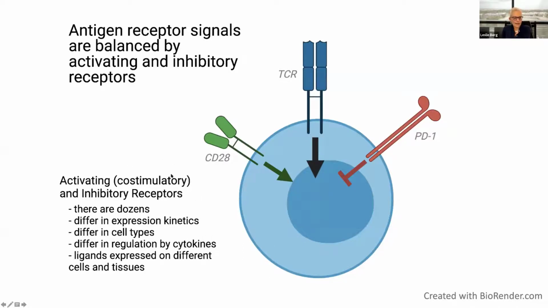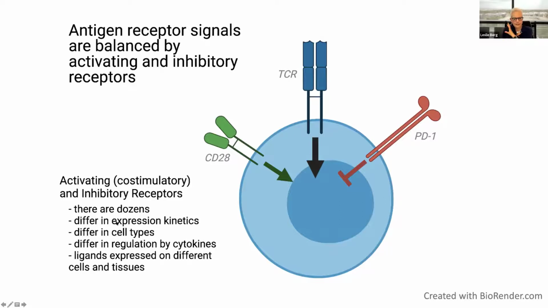Okay, so antigen receptor signals are balanced by this combination of activating and inhibitory receptors. And one thing we're really just going to gloss over is that there are multitudes of these receptors. So this shows you one co-stimulatory receptor, CD28, one inhibitory receptor, PD1, but there are actually dozens of them. I think I have a slide just showing you how kind of overwhelming it is.